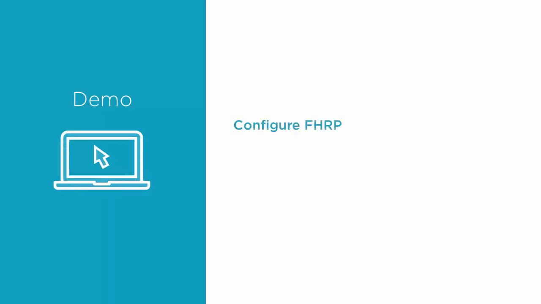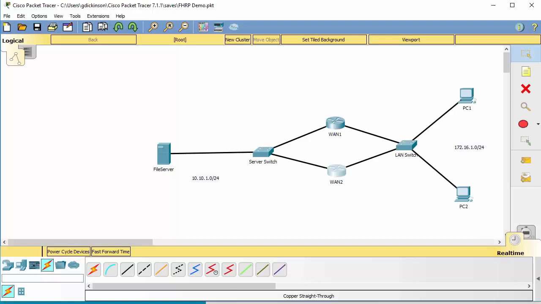In this demo, we are going to configure a first hop redundancy protocol. Specifically, we are going to configure HSRP in Cisco Packet Tracer. The network over on the LAN side is 172.16.10/24. The default gateway that's been statically programmed in PC1 and PC2 is the .1 IP on this subnet, 172.16.11. The same thing holds true over on the file server side of the network. It is 10.10.10. The default gateway in the file server is programmed to be 10.10.11.